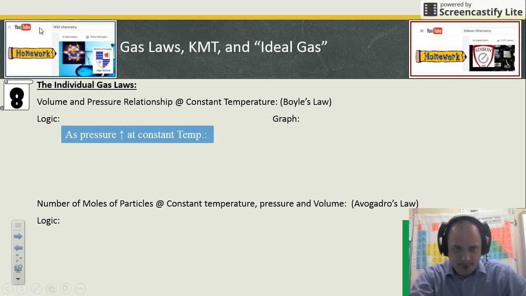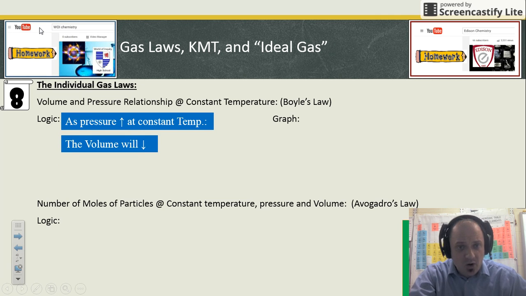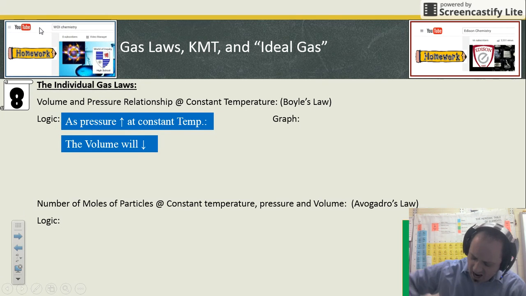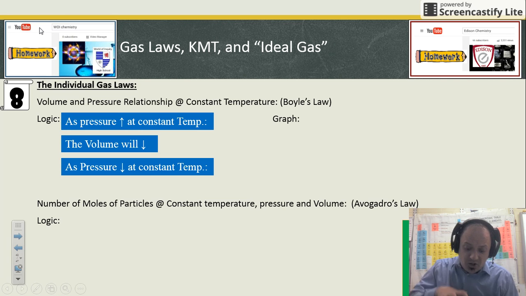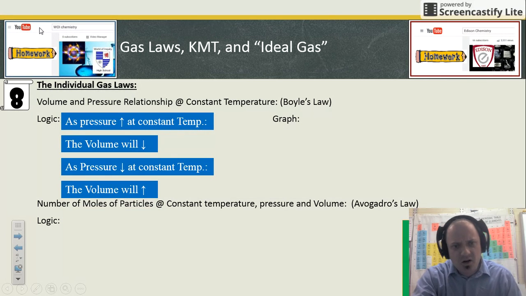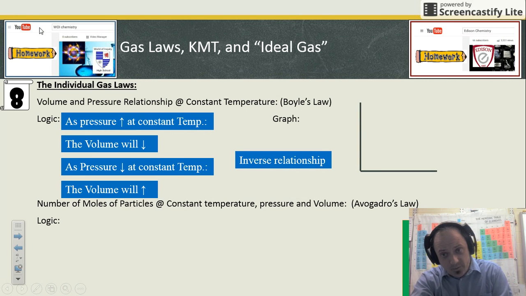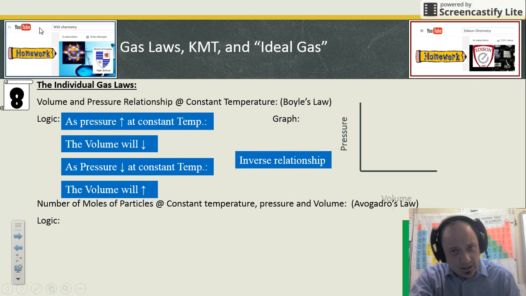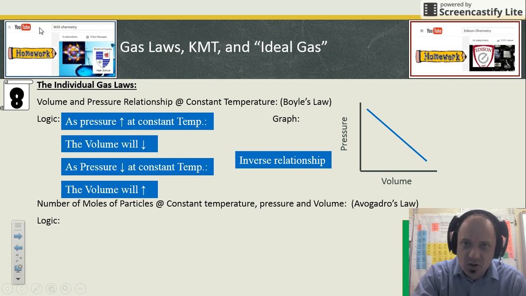Boyle's law. Boyle's law says as pressure increases under constant temperature, so you're not letting the temperature change, the volume will drop. So if you pressurize a gas, its volume decreases. And the opposite is true. As you drop the pressure, the volume increases. Okay, so it's actually an inverse relationship. So this slope will be negative. Not exactly a perfectly linear relationship like this graph is showing, but definitely a negative slope.